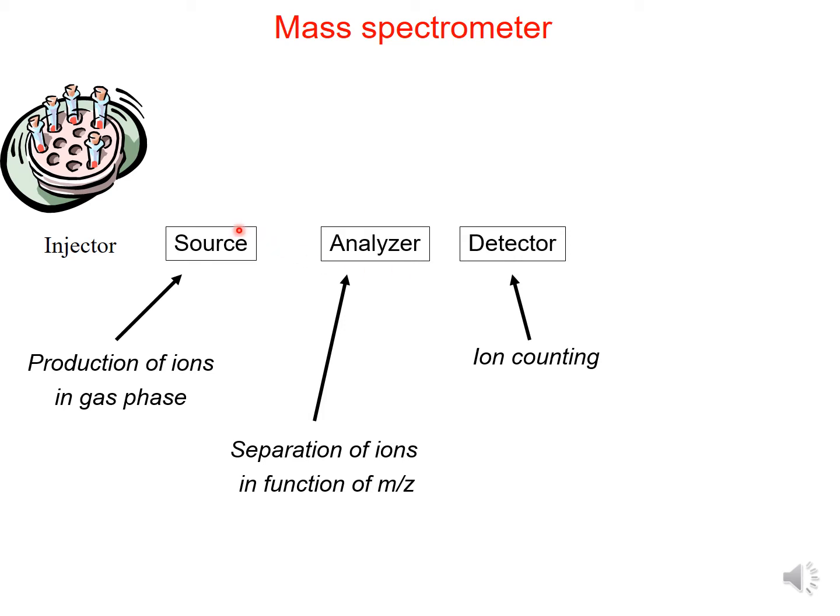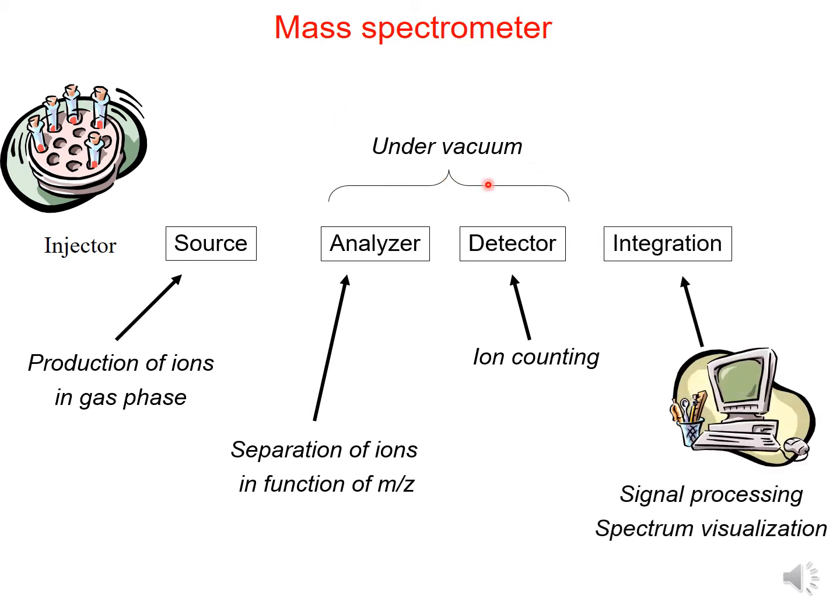The source can be under vacuum or at atmospheric pressure, but the analyzer and the detector need to be under vacuum, and we will see why we need to have this constraint in mass spectrometry. And finally, we have, of course, an integration system which allows signal processing and then, of course, the spectrum visualization.